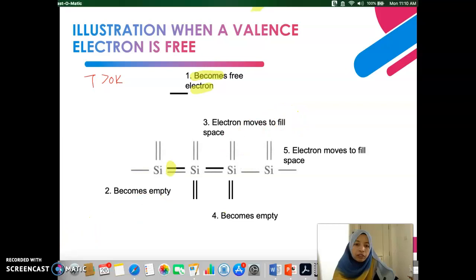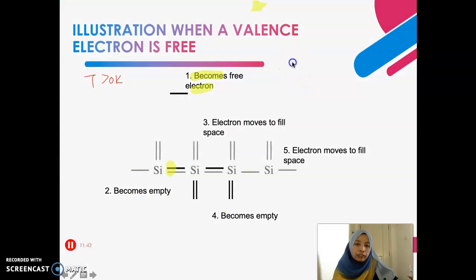Okay? So as a summary here, when your semiconductor is at room temperature, means T equal to 0 K, it will become insulator. When you start to apply heat at more than 0 Kelvin, it will become conductor. Why it become conductor? Because your thermal energy will break this covalent bond. But is it difficult to break the covalent bond? Yes, that's why it will create a very small current.